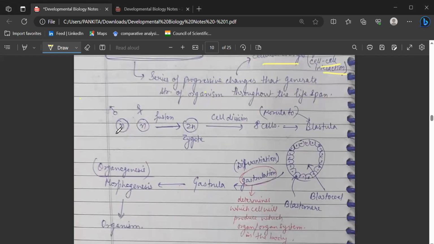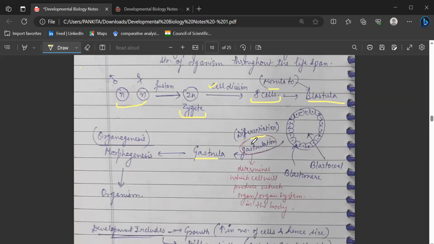The steps basically involved are: gametes undergo fusion to form a zygote, which eventually undergoes cell division to form a cell structure known as morula, which forms blastula. The blastula contains a blastomere and blastocoel, and then undergoes gastrulation, forming a gastrula. The gastrulation part is the differentiation part of the blastula. This step determines which cell will produce what kind of organ system in the body.